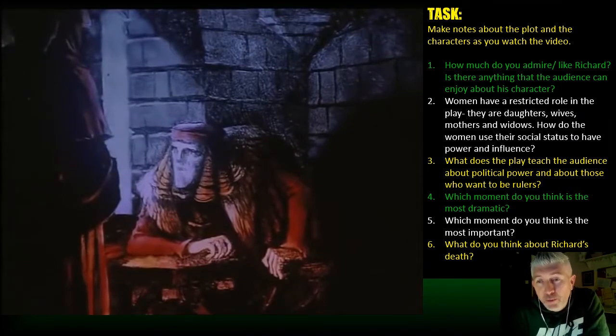So where Buckingham was not willing to kill the princes, this character called James Tyrrell is very happy to do it because he is very immoral. He doesn't really care about the princes. He just wants to be in a position of power and influence, and he'll do whatever Richard wants in order to give him that position of power.